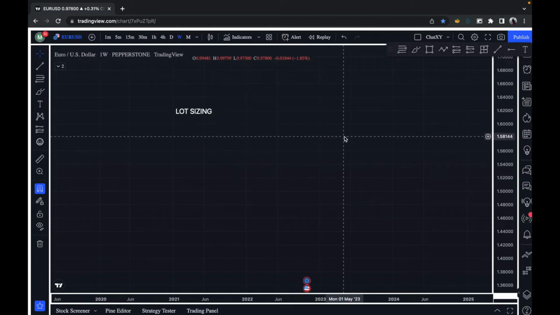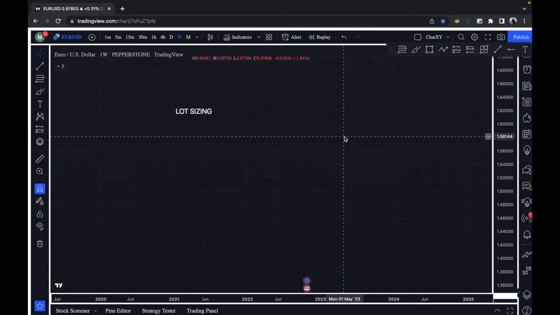Lot sizing. Some people want to make 100 million with their $100, or some people want to make millions of naira or dollars or whatever currency in one single trade, and at the end of the day they get their account blown. That's always the end result. So risk management is a tool that if you infuse it well into your trade, you will always be afloat in the forex market. So first of all, you have to know what lot sizing is.